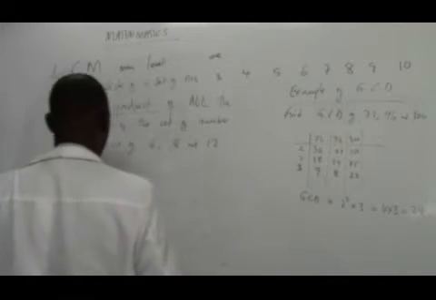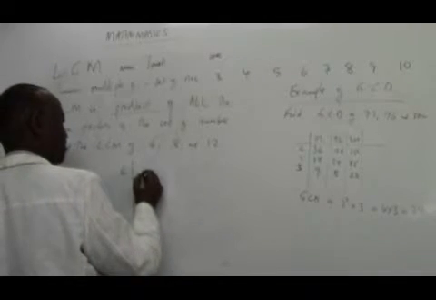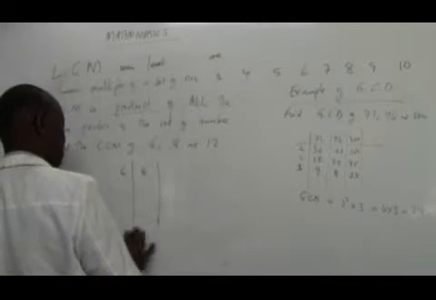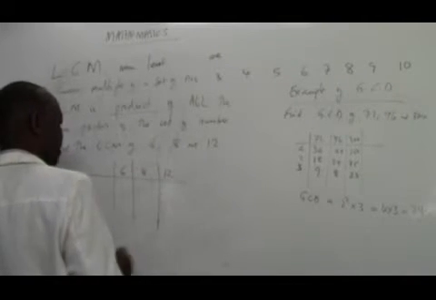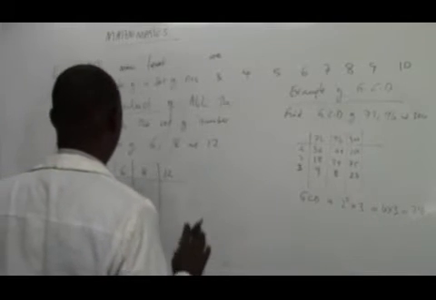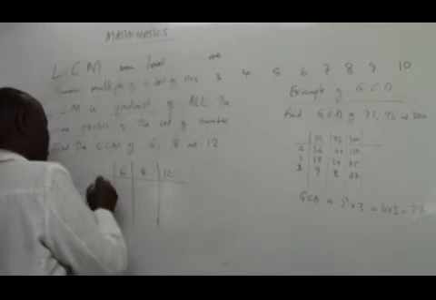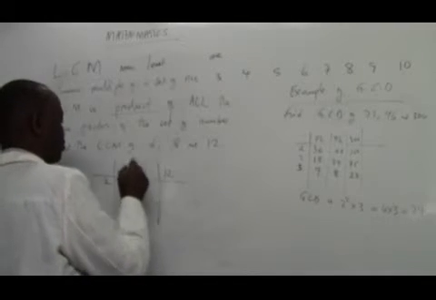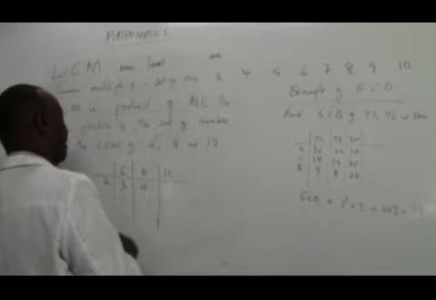Again, we draw a good table which will help us to get all the factors. So 6, 8, and 12. And here we are interested in all the prime factors, not just the common ones. So we start with the least, which is 2. 2 can divide 6, we get 3. 2 can divide 8, we get 4. 2 can divide 12, we get 6.